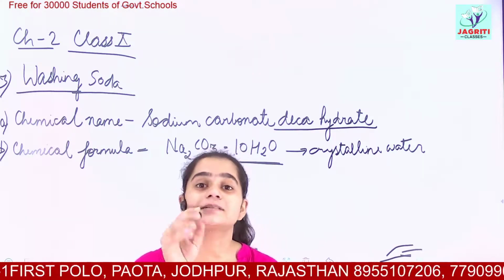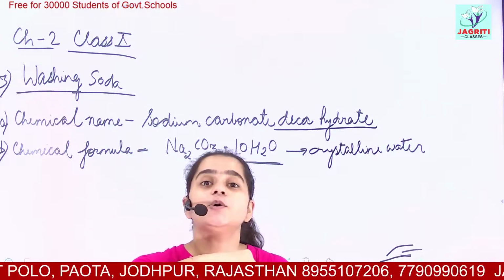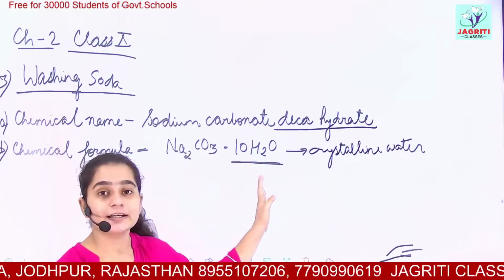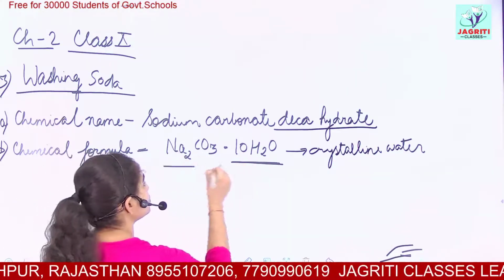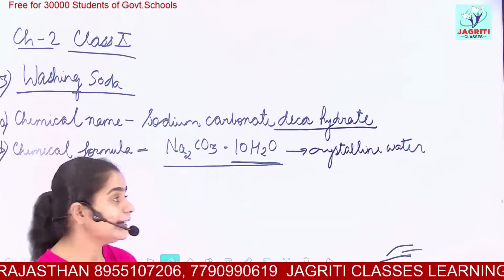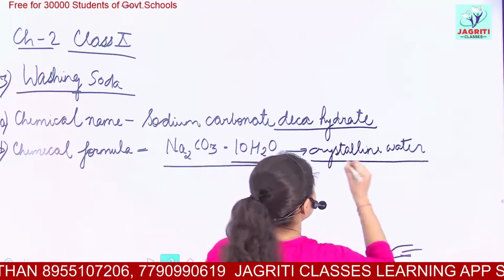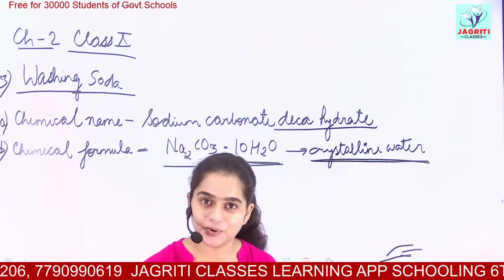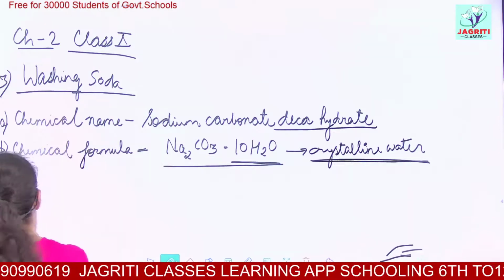For aqueous, for anything जो dissolved होती है एक solvent में, we write AQ. But this crystalline water is not showing that the compound is wet. The compound is not wet here. This crystalline water is just for giving stability to the compound. Okay. Now we'll see the third point.